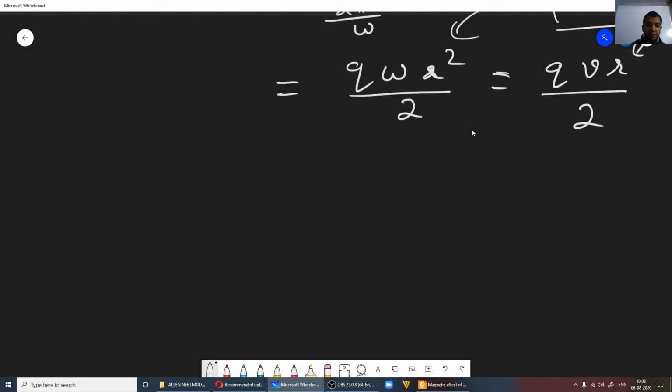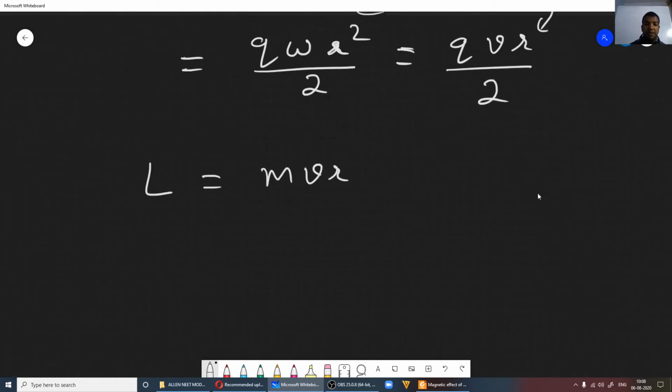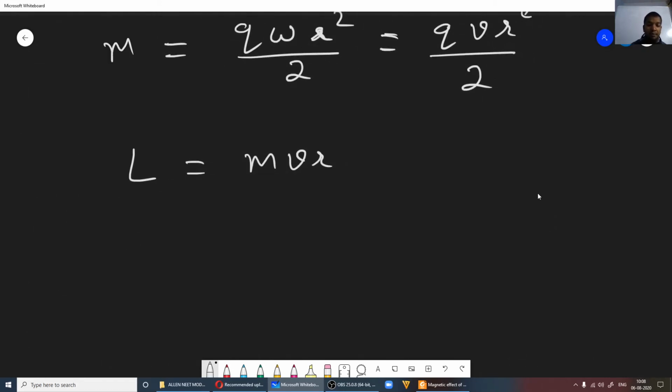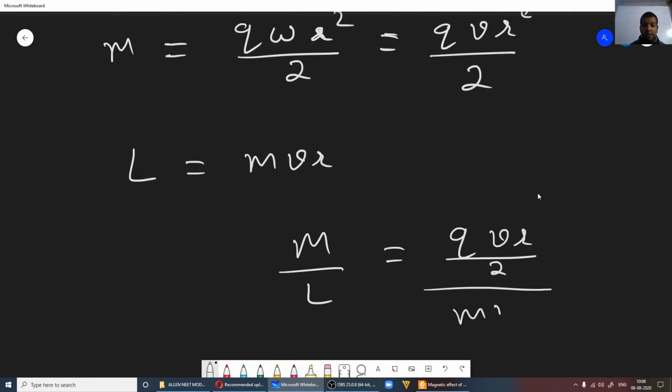Now let us try to get the expression for angular momentum. So angular momentum, it will simply be magnitude, you can write it as mvr. Now let us try to get the ratio of m divided by L. So m by L, we got it as qvr divided by 2. Now the whole thing divided by mvr.